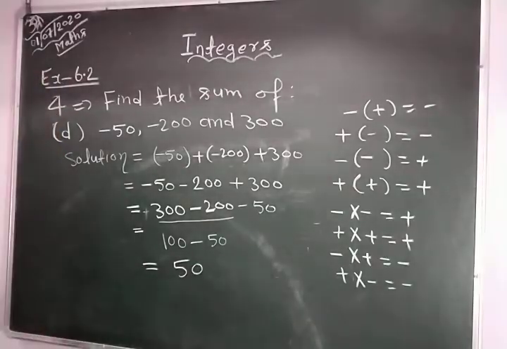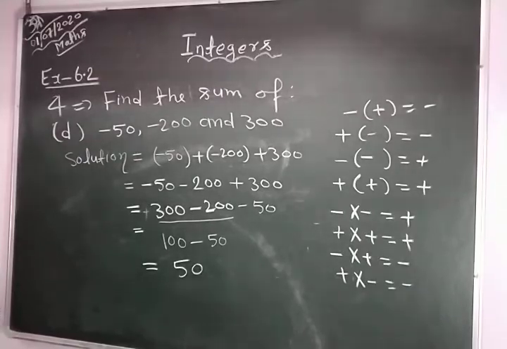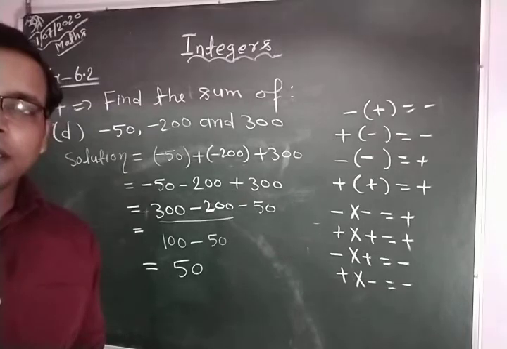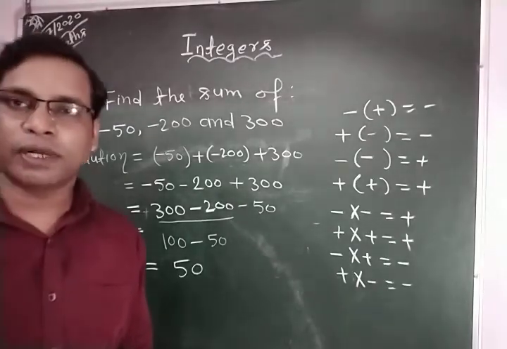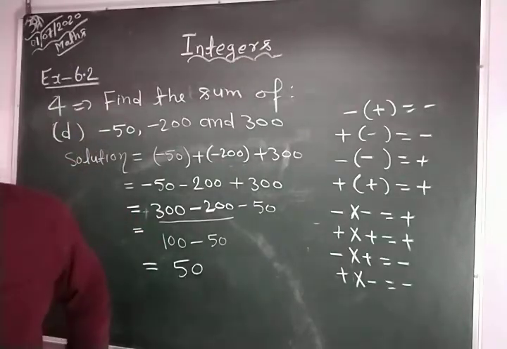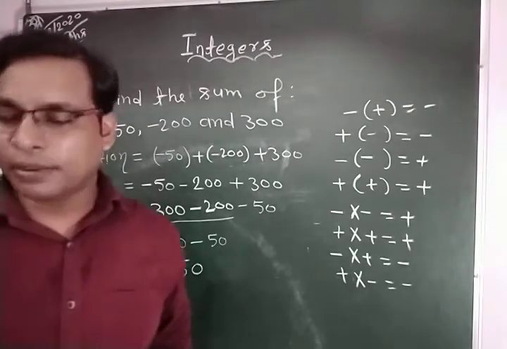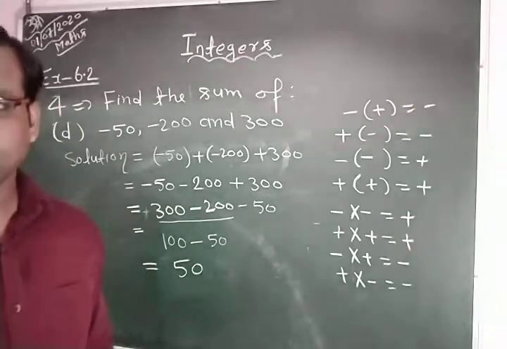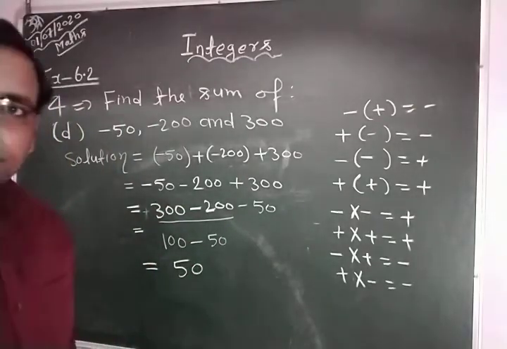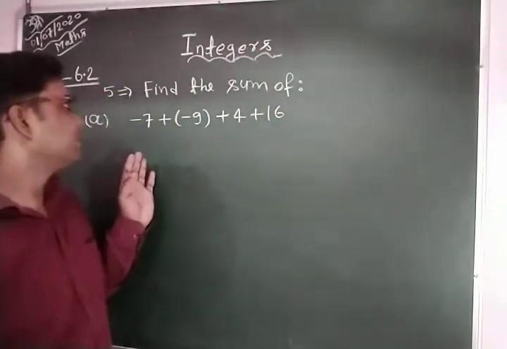So students, I hope all of you understood this part, D part of question number 4, and enjoy integers, and you are familiar with how to find the sum of two integers, sum of three integers, and so on. Now we are going to discuss the next question, question number 5. What is question number 5? Find the sum of.